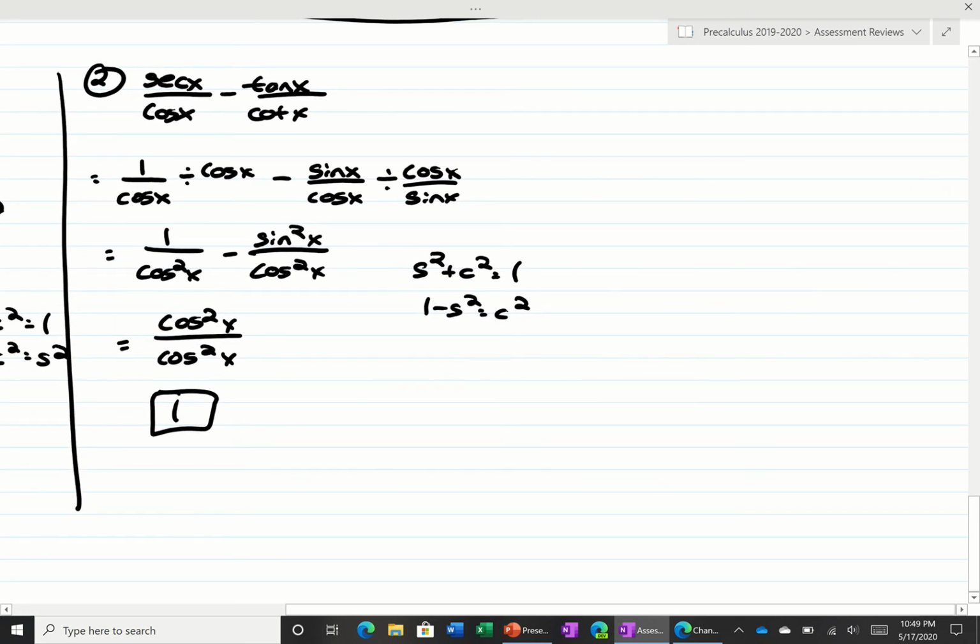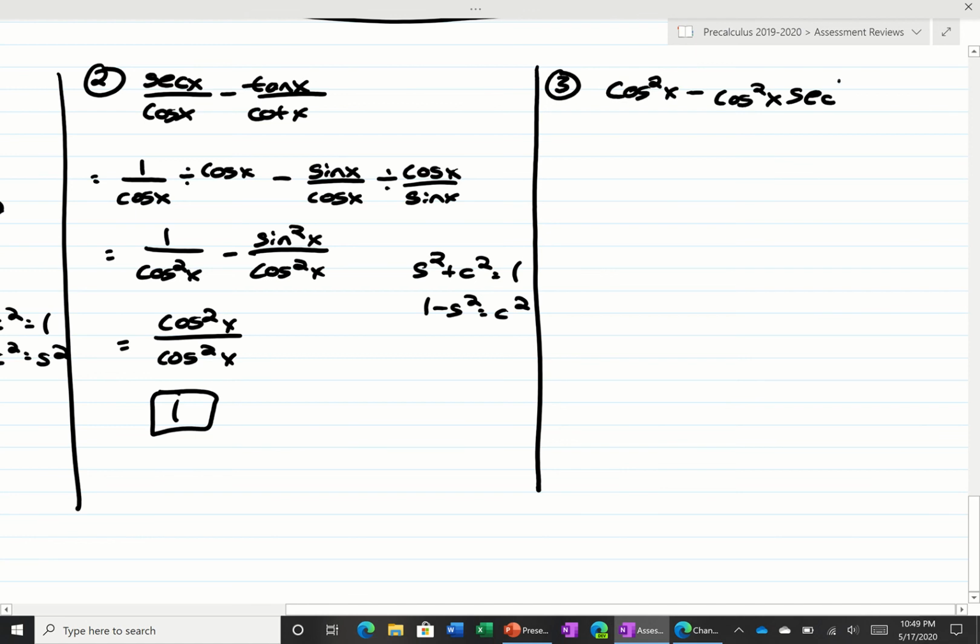Alright, so the third one. The third one says we have cosine squared of x minus cosine squared of x times secant squared of x. Let's factor out a cosine. I mean, really, we know that secant is 1 over cosine. So these cancel, and we just get cosine squared of x minus 1.